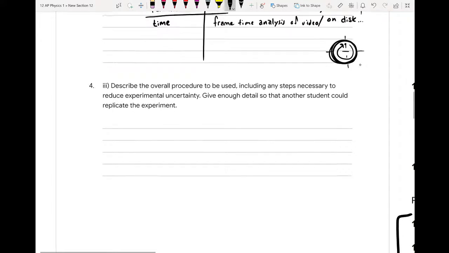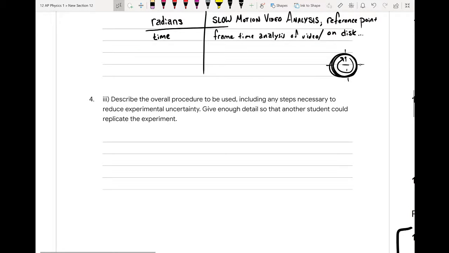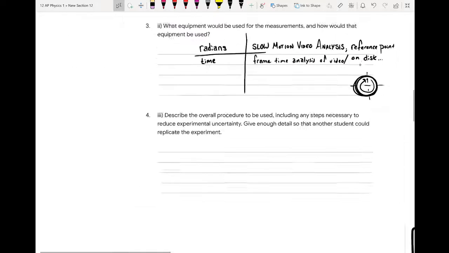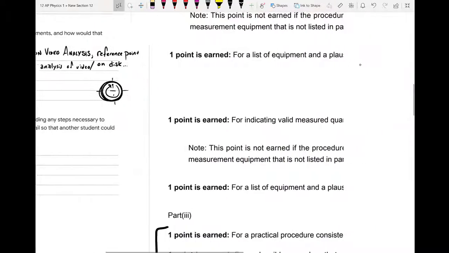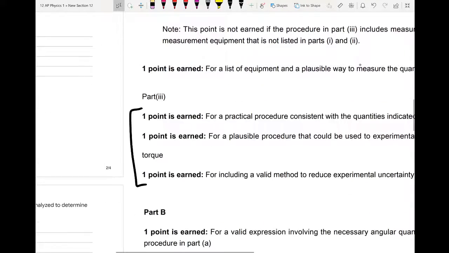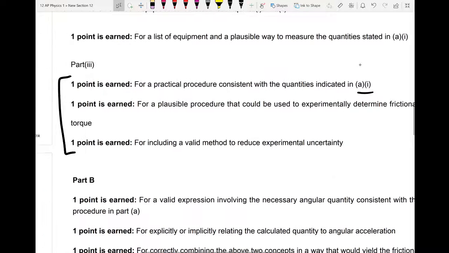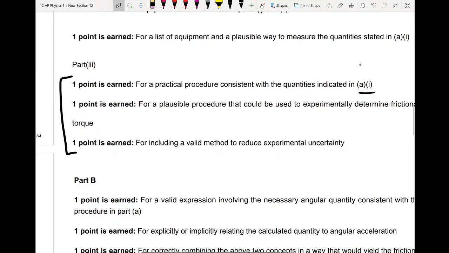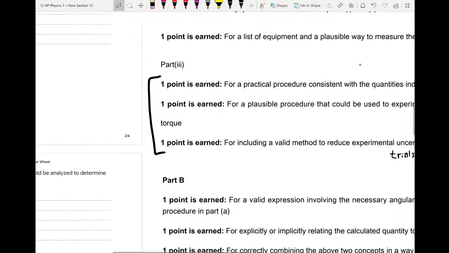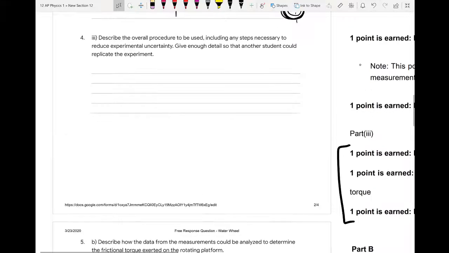Okay, cool. Now I just need to describe the way that I'm going to do this. So let's go through it step by step. And really when we're thinking about what we need here, if we look at the key, all that we need for this part is a practical procedure that's consistent with what we said. We need a plausible procedure that could be done. And then we need to include a valid method to reduce experimental uncertainty. So just say, hey, let's do a few trials. As long as our procedure is consistent with what we said we're going to measure, we are able to get points. So let's do it.